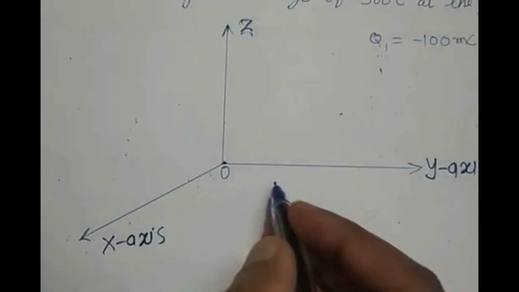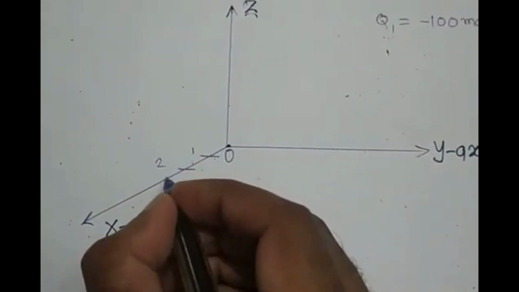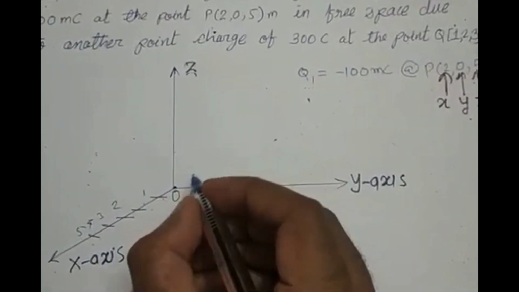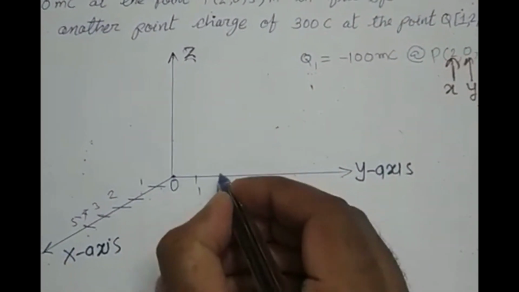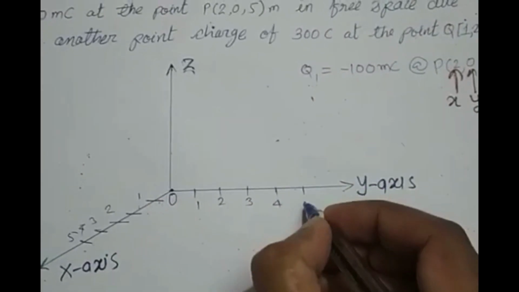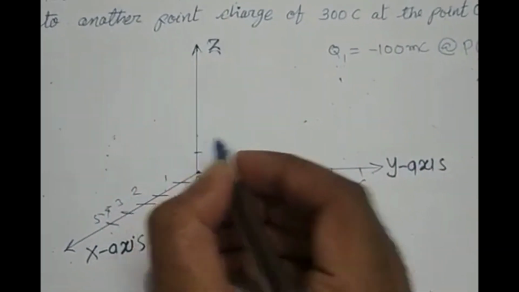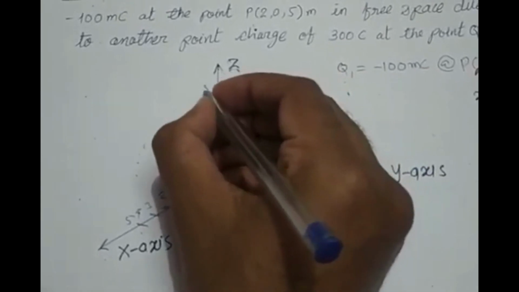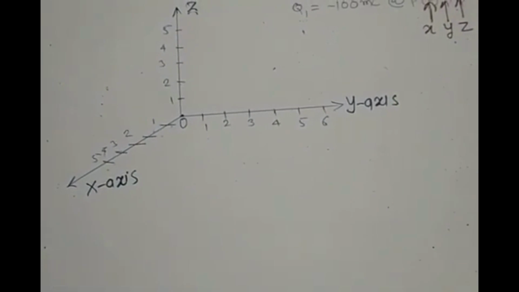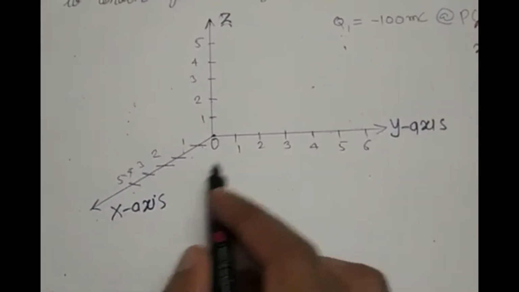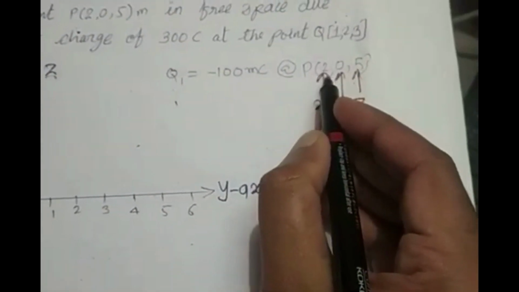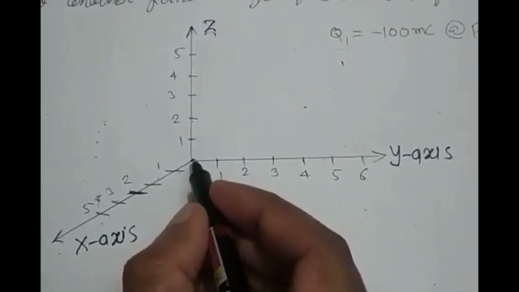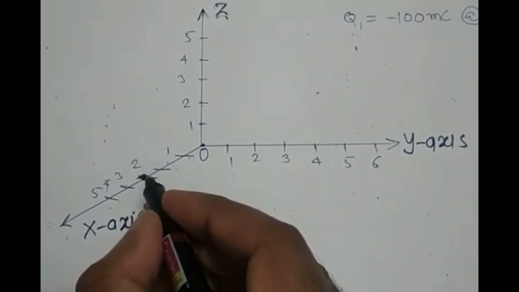Say this is origin O. On the x-axis, say this is 1, 2, 3, 4, 5 and so on. On the y-axis also, say this is origin 0, then 1, 2, 3, 4, 5, 6 and likewise. Then on the z-axis we'll mark 1, 2, 3, 4, 5 and so on. So let us find the point P. First we will find the points on the floor, on the surface. For point P, on X it is 2, and on Y the value is 0. So that means this charge is present on this line itself.